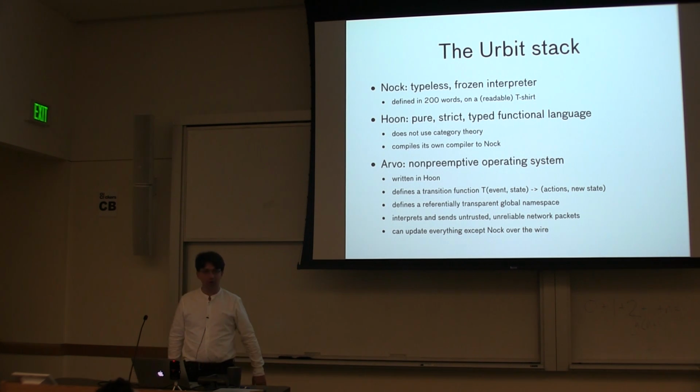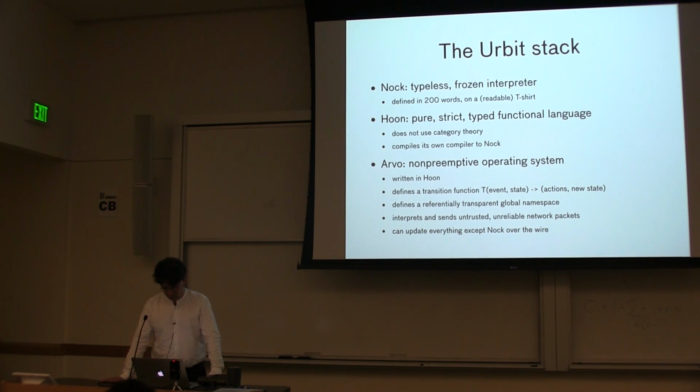On top of that is Hoon, which is a pure, strict, typed functional language. It compiles itself to Nock. This is typed functional programming without category theory. We've heard from some people that they hate category theory. I've heard that somewhere, not sure, probably not in this room. So you can see how if you have a compiler that compiles itself to Nock, then you can bootstrap off of this basic, essentially bootloader. On top of that, we have Arvo, which is a non-preemptive OS.